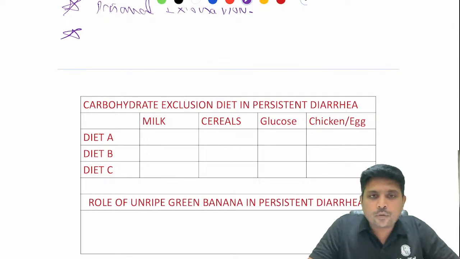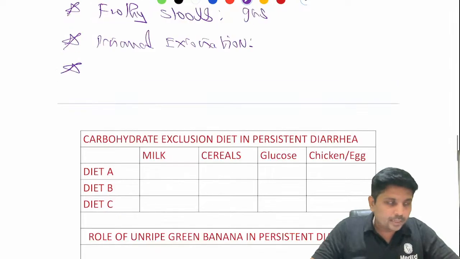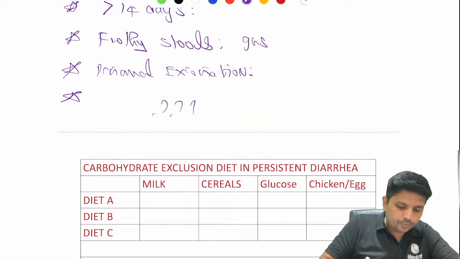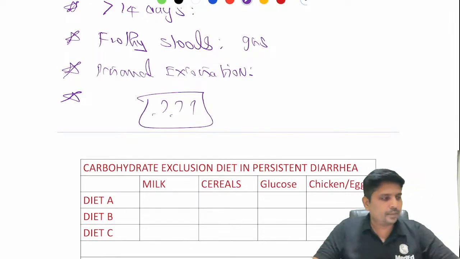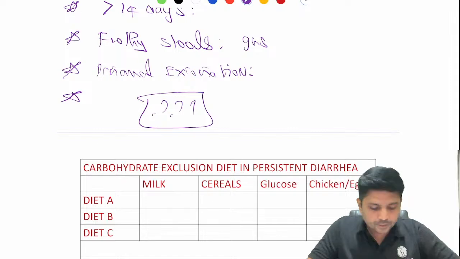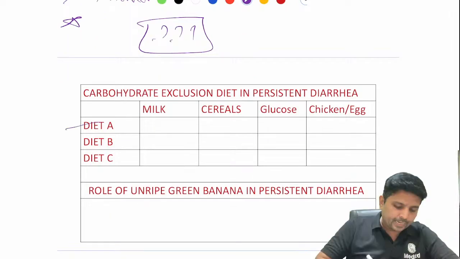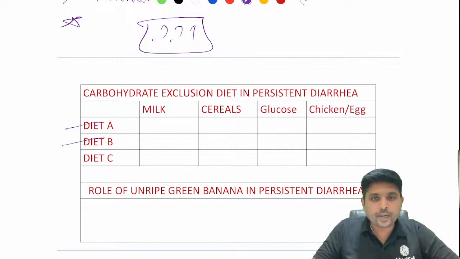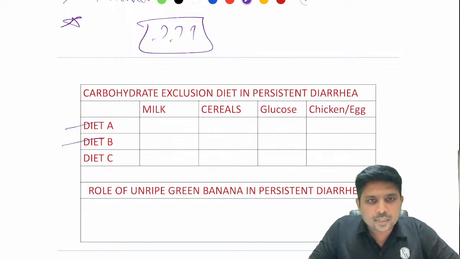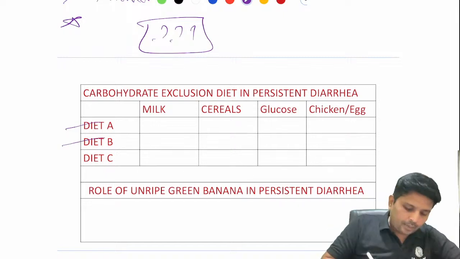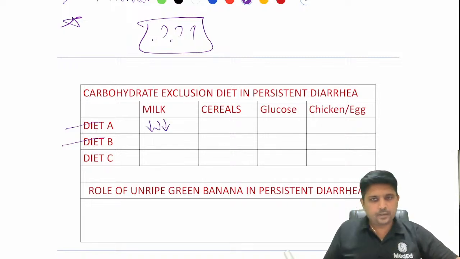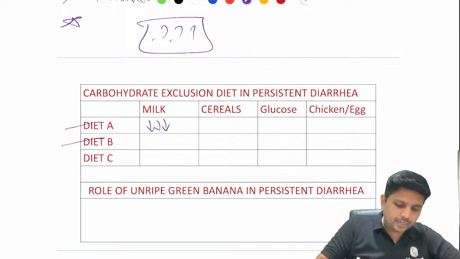Okay. So in case of persistent diarrhea, what do you need to do? Treatment. The treatment for persistent diarrhea, this question will be asked: Diet A, Diet B, Diet C plan. So what is Diet A plan? Diet A plan is a low lactose diet. Cereals can be given.